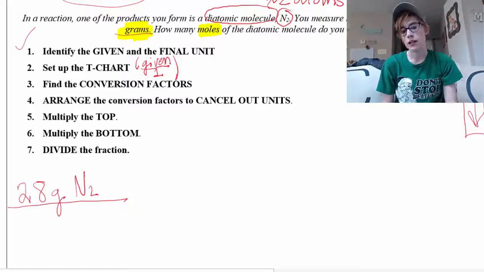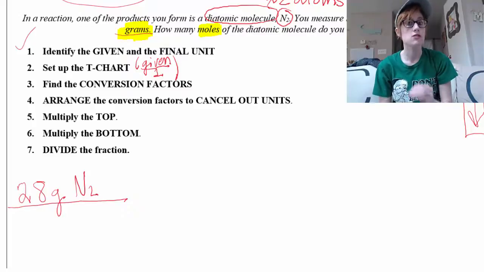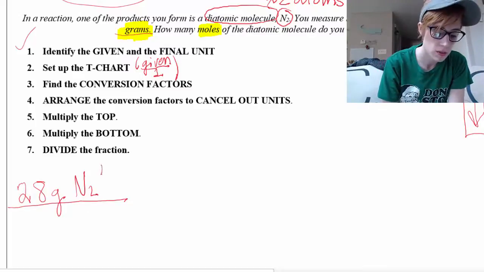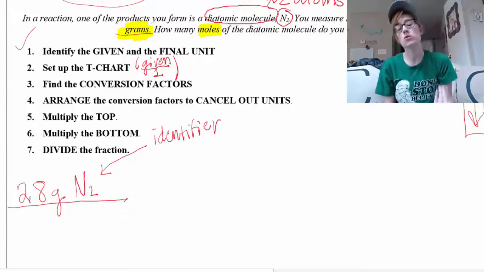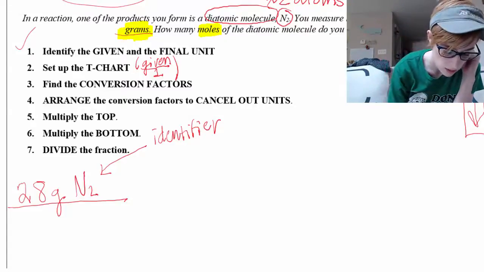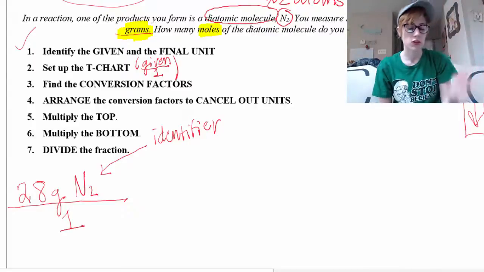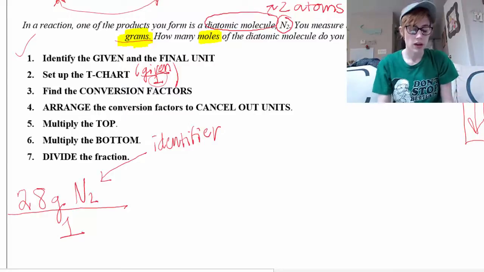Later on, not necessarily in this unit, but later on when we get to stoichiometry, the identifier is going to be very, very important. Identifier. So I'm going to teach you and train you now to add the identifier after your unit. So you have 28 grams of N2, and what goes on the bottom? Always 1. Your first fraction always has 1 on the bottom, remember, from right here. Given over 1.